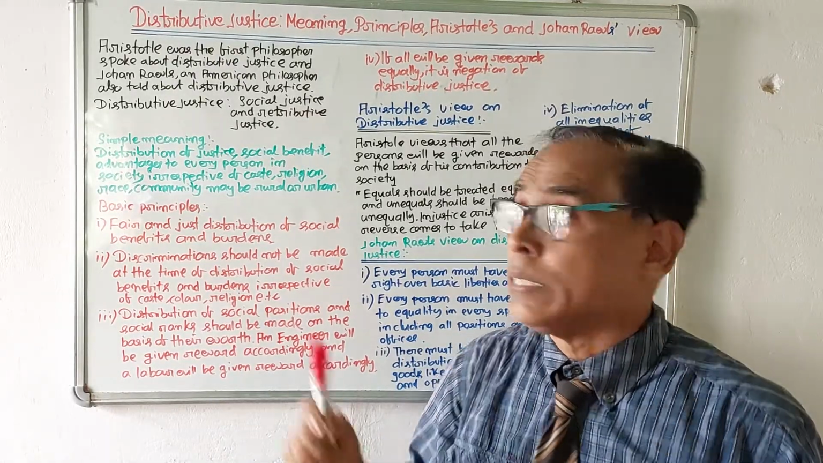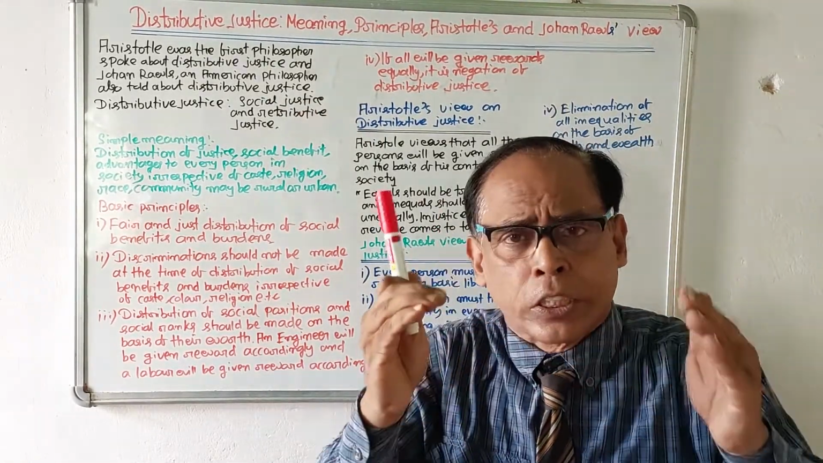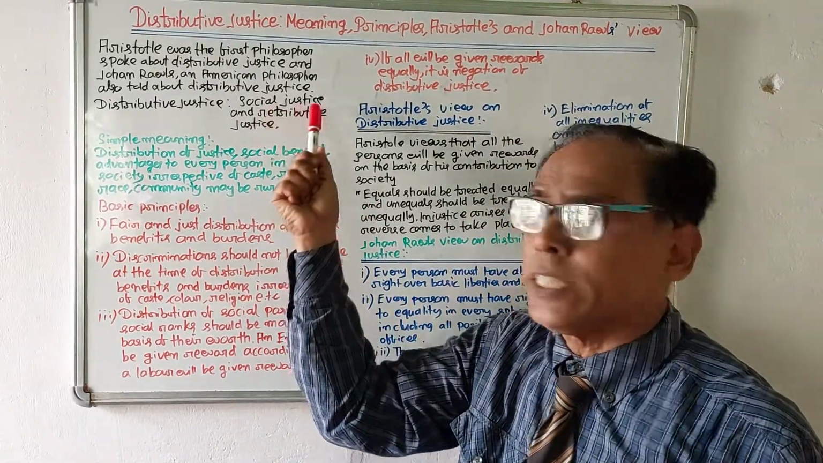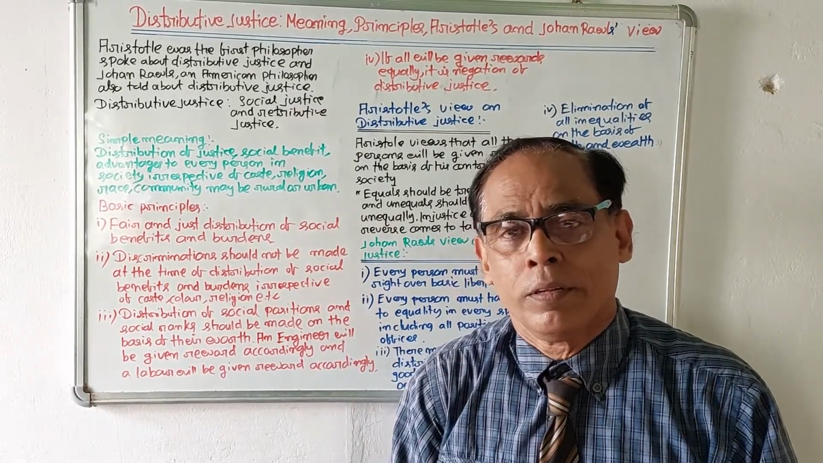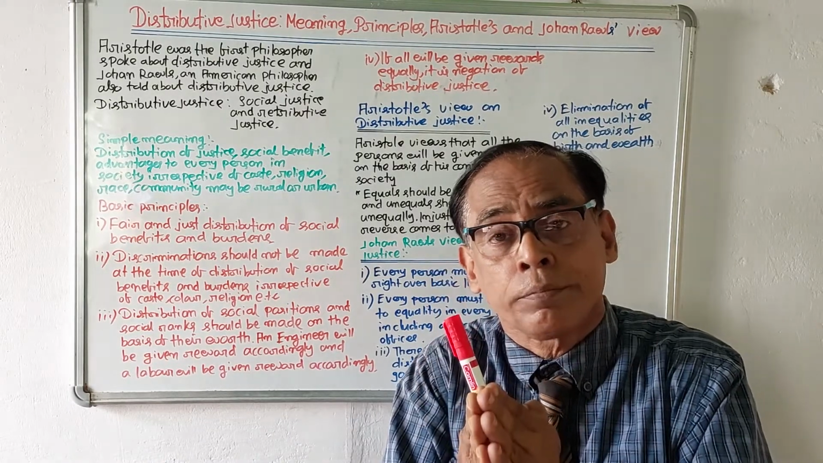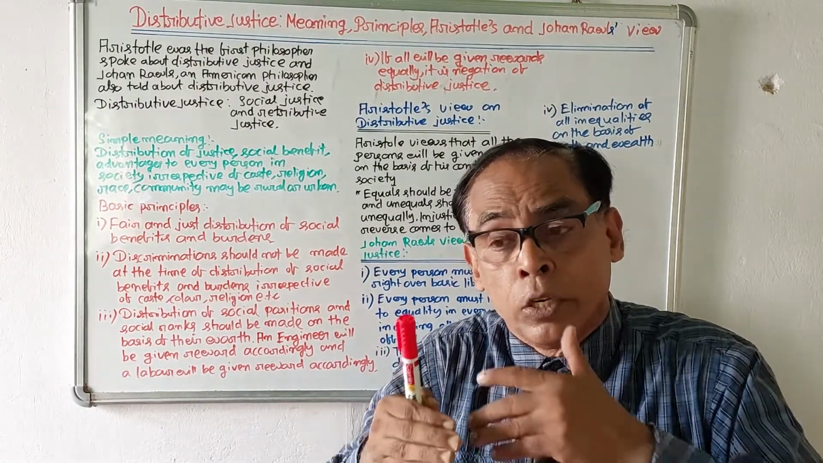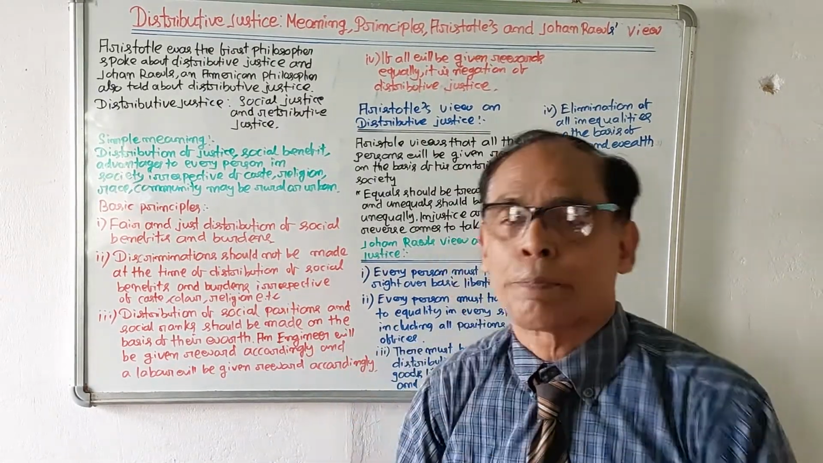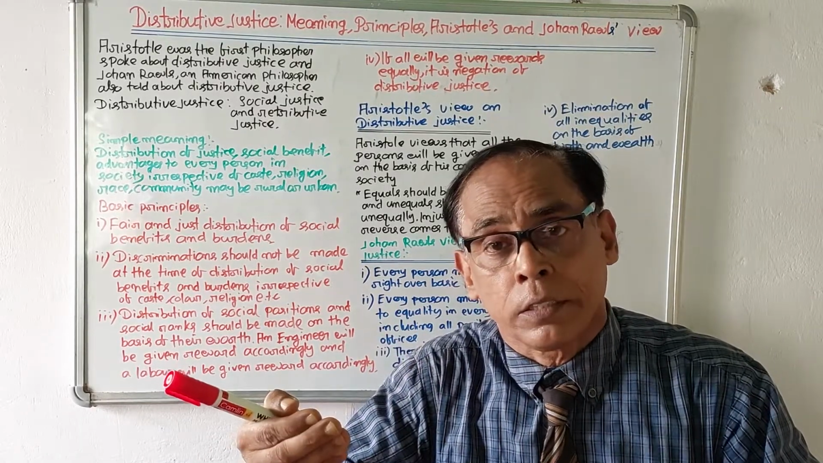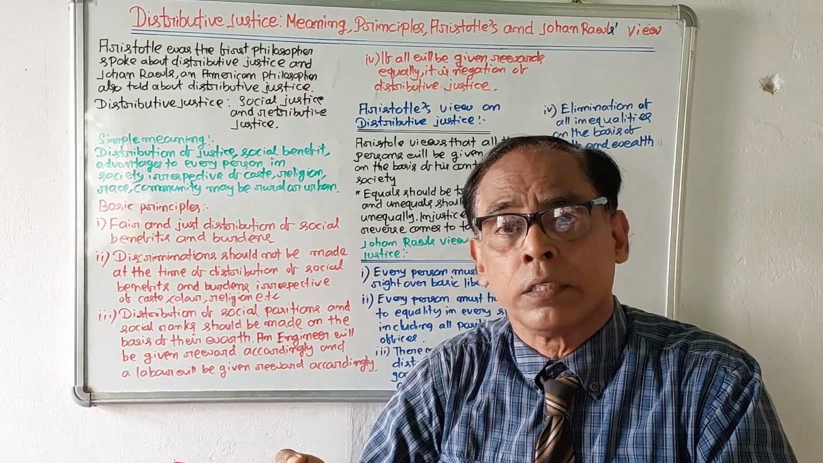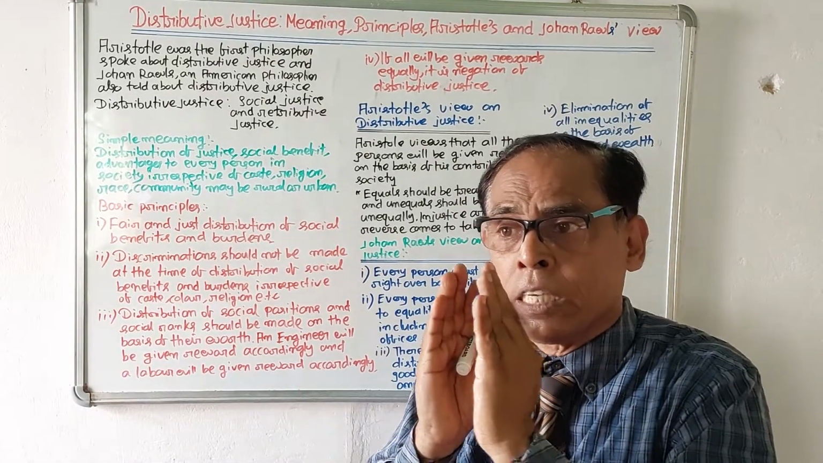Sometimes people confuse distributive justice with social justice and retributive justice. But actually, distributive justice is different from social justice and retributive justice. So what is social justice? Social justice means there must be just and fair distribution of social benefits and social facilities by which all the people of the society will be benefited. This is social justice. Social justice gives emphasis to society.